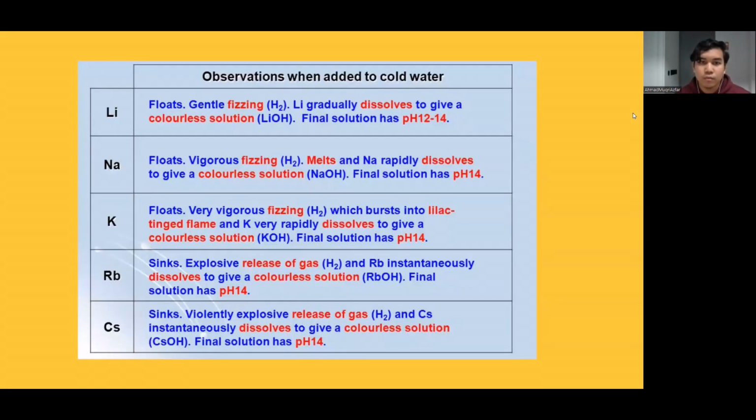These are the observations of alkali metals when cold water is added. According to the table, we can observe that the buoyancy of the alkali metals decreases as they go down the group. Apart from that, the reactions become faster and more vigorous going down the group. Eventually, they dissolve to give a colorless solution, which is extremely basic.